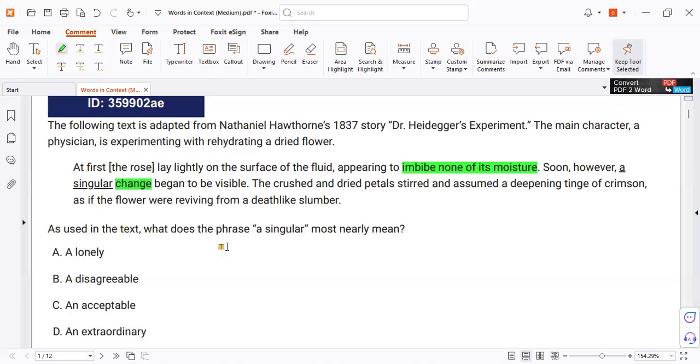So a change happened. What is it? Look, the crushed and dried petals stirred and turned a deepening crimson. So the flower became as if, look, the change. The flower was reviving from a deathlike slumber. So what does that mean? The change is disagreeable? It does not make sense. We are not talking about whether we agree or disagree about the change, or accept it or not. So it means the change was extraordinary. It's out of the normal, out of order. Something completely changed. It was dying, look, and then revived.